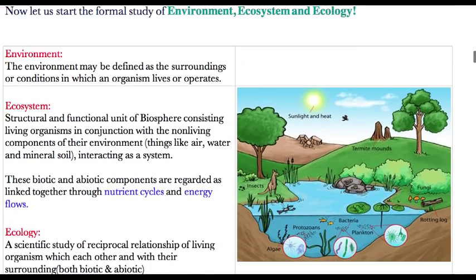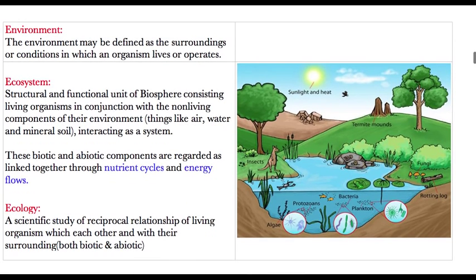Now let us start the formal study of environment. Before we start, we need to understand three concepts very clearly: what is environment, what is ecosystem, and what is ecology. A lot of people get confused about these concepts. It's very simple. Environment is something which is surrounding you. The environment may be defined as the surroundings or conditions in which an organism lives or operates. This is the simple definition of environment which you need to remember.